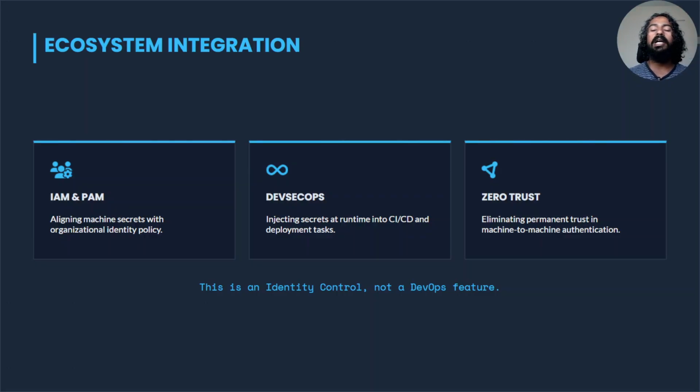Secret management connects directly with your IAM, your PAM, your conditional access, and obviously your zero trust architecture. We spoke about all this in different videos if you really want to deep dive into what is PAM, what is conditional access, and all those things. Coming back to the topic, this is not a DevOps convenience feature. It is fundamentally an identity control for machines, and without it, zero trust cannot realistically work. So that's your integration with other controls.